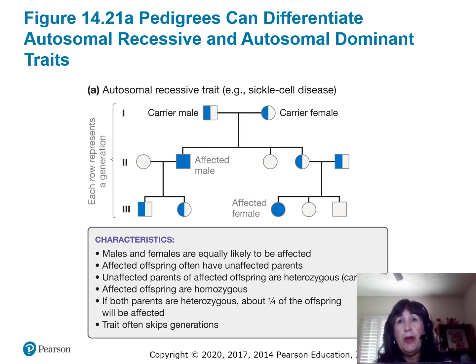So let's look at the pedigree, which you'll be responsible for. If you look at the first generation, that's the Roman numeral 1, you see a square and a circle. The square represents a male and the circle represents a female. We know that they're carriers, in other words, that they have one recessive allele, because it's half filled, half blue, a half square and a half circle. So how many children do they have? Yeah, you're right. They have 3 children. They have a boy and 2 girls.